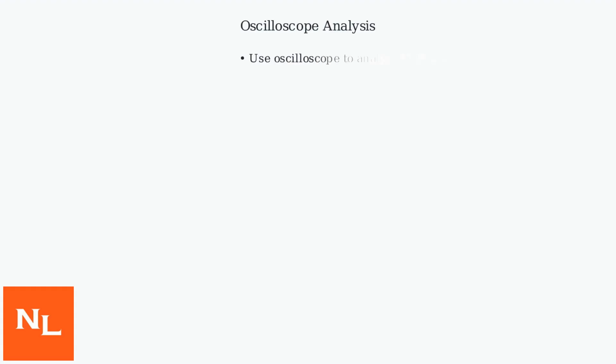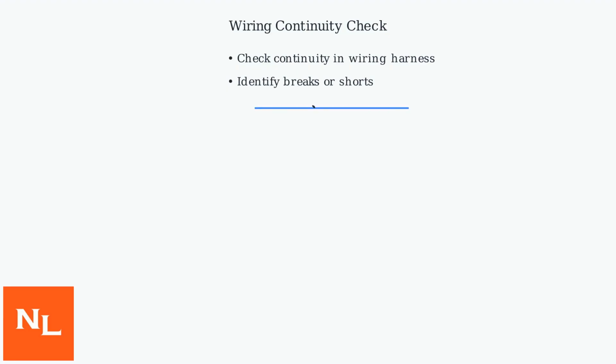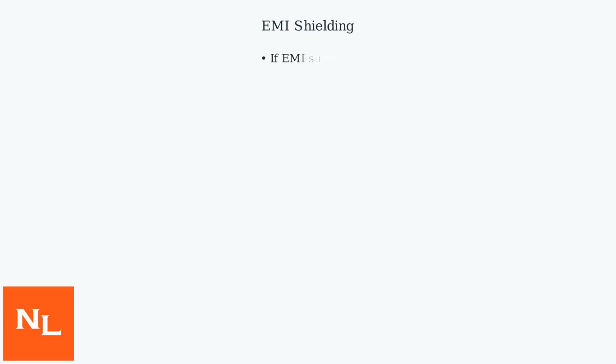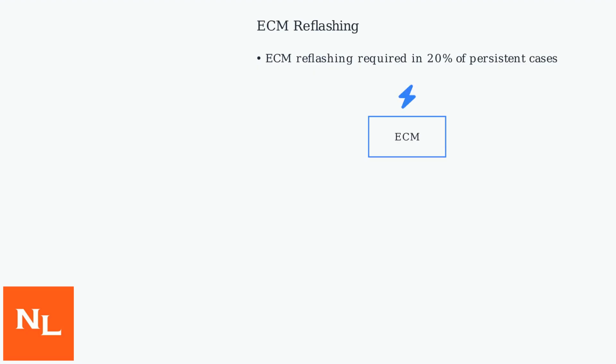For a more in-depth diagnosis, use an oscilloscope to analyze the waveform from the CMP sensor. This can reveal intermittent signal drops or unusual patterns. Check for continuity in the wiring harness to identify any breaks or shorts. If EMI is suspected, try shielding the sensor wiring. A professional mechanic may use a smoke machine to check for vacuum leaks that could indirectly affect sensor performance. ECM reflashing may be required in about 20% of persistent cases.